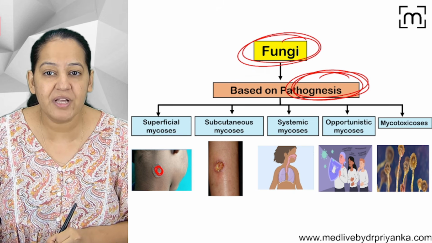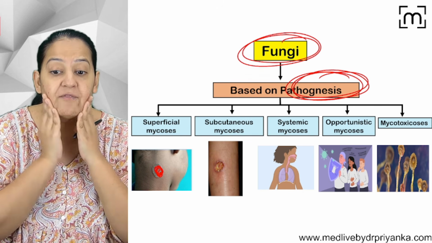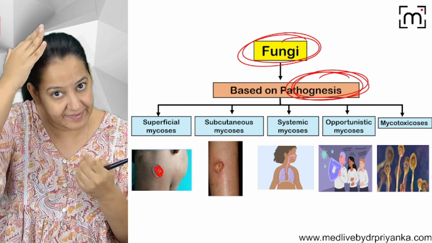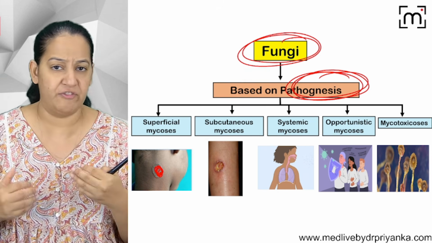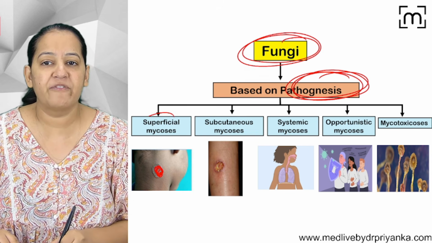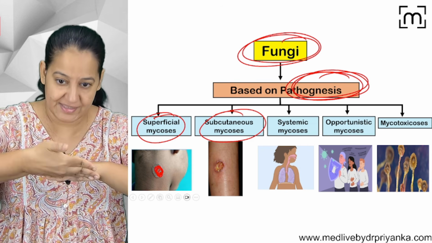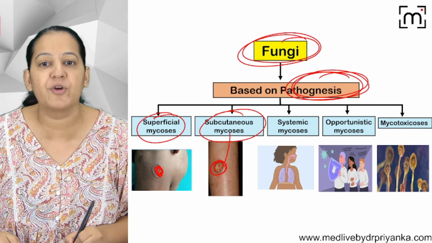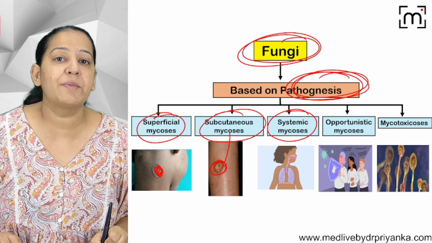Number 1, superficial mycosis. Superficial means involving the keratin layer of the skin, nail and hair. So it involves the dead keratin layer, only superficially. It doesn't go inside. That is superficial mycosis. The second is subcutaneous mycosis, just below the skin. Below the skin, we have the subcutaneous layer. So these cause granulomas in the subcutaneous tissue. That is subcutaneous mycosis.